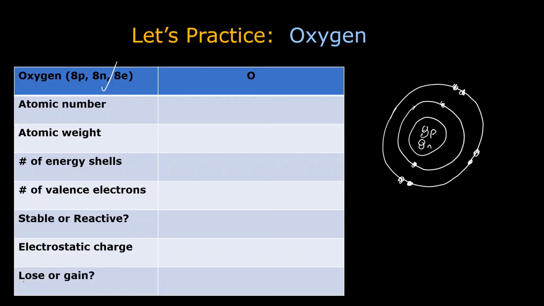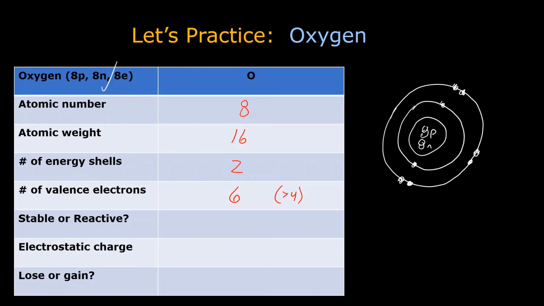Let's see, atomic number. Well, that's the number of protons. That would be 8. Atomic weight is the weight of the nucleus, of the protons and the neutrons, so that would be 16. Number of energy shells, I've got 2 surrounding the nucleus. When I look at the outer shell, the valence shell, I see it has 6 valence electrons. That would be more than 4.